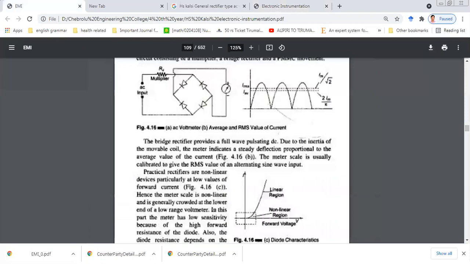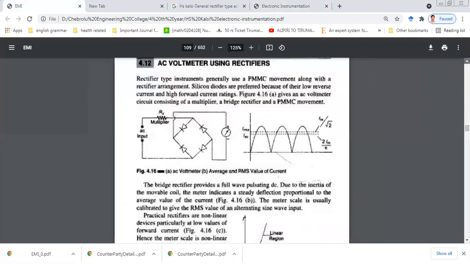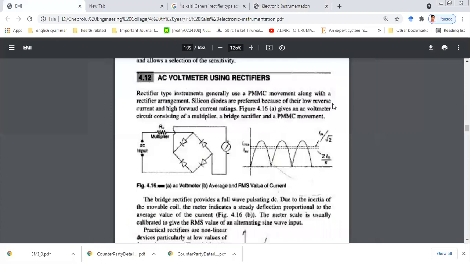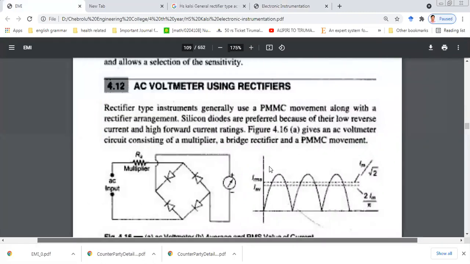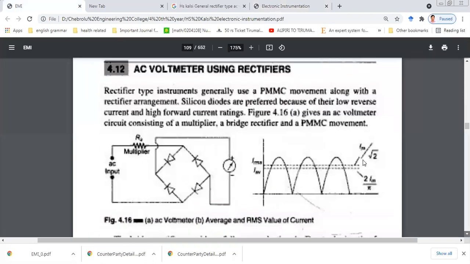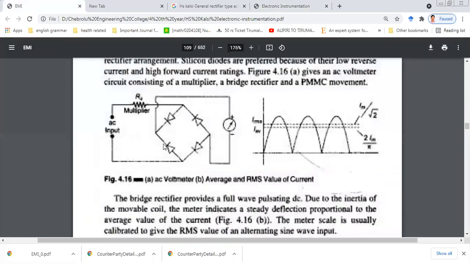So this is the same representation of the AC voltmeter. Figure 4.16 shows a bridge rectifier. It gives an AC voltmeter circuit consisting of a multiplier, a bridge rectifier, and the PMMC meter. This is the PMMC meter.